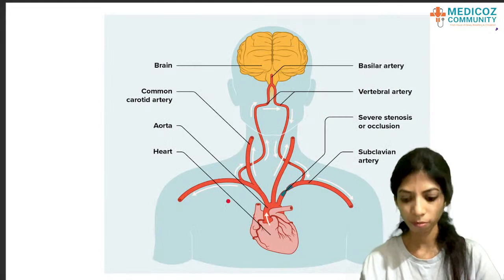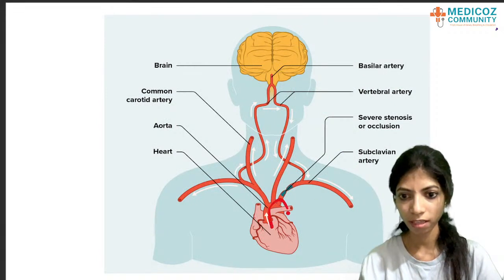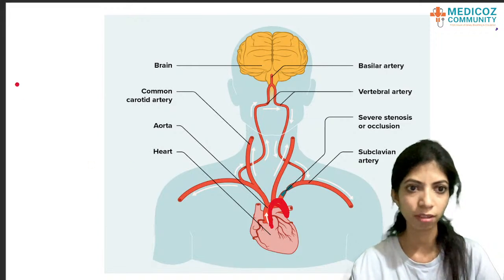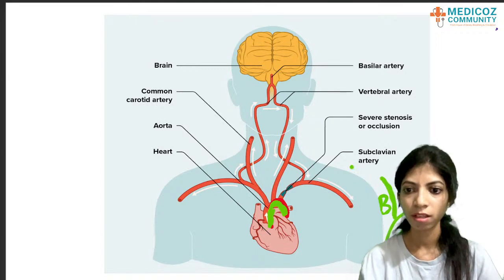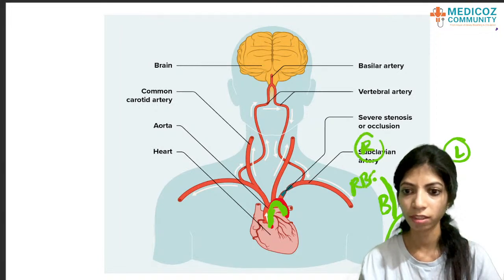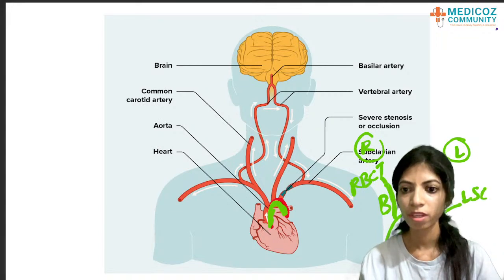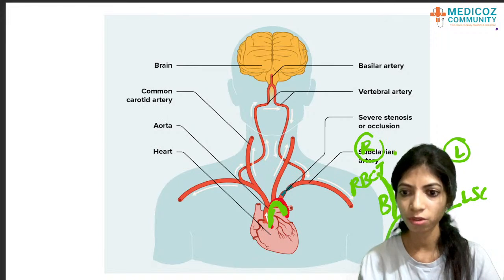For suppose this is a heart and this is your arch of aorta. Okay, let me change the color of the pen. So this is your arch of aorta, and you can remember the branches of arch of aorta as A, B, C and S, ABCs. From here you get the right brachiocephalic trunk, then your left common carotid, and then your left subclavian. This right brachiocephalic trunk again divides into your right common carotid and your right subclavian.